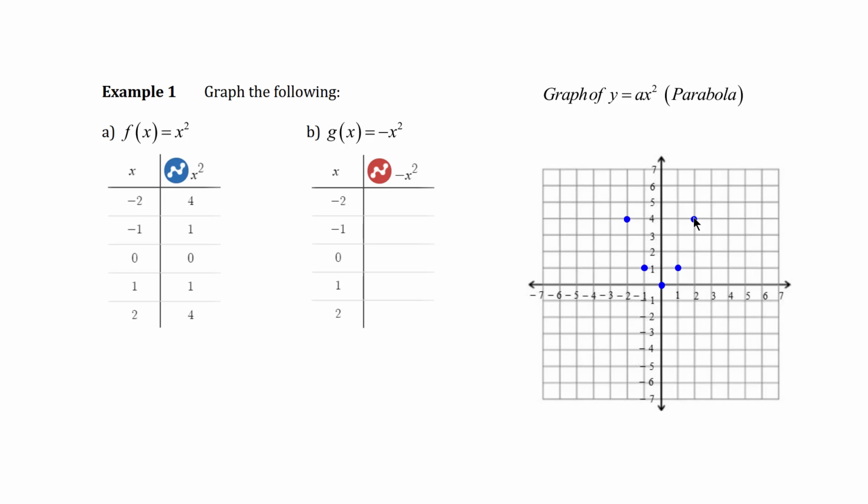Next, we go ahead and draw a curve through our points. So this is the graph of f of x equals x squared. This parabola opens up or faces upward. This takes place every time our value for a is positive.